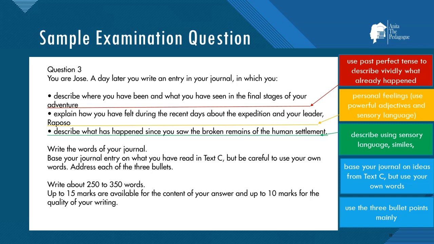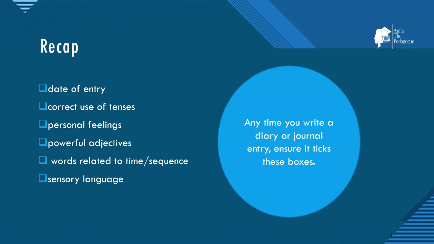Now let's move on and do a quick recap. So anytime you write a diary or journal entry, ensure it ticks these boxes. One, make sure you've written the date of entry. Make sure you've used the correct tenses. Make sure you have included some personal feelings by using some powerful adjectives. Also, make sure that there are words related to time and sequence. Make sure you use sensory language as well.